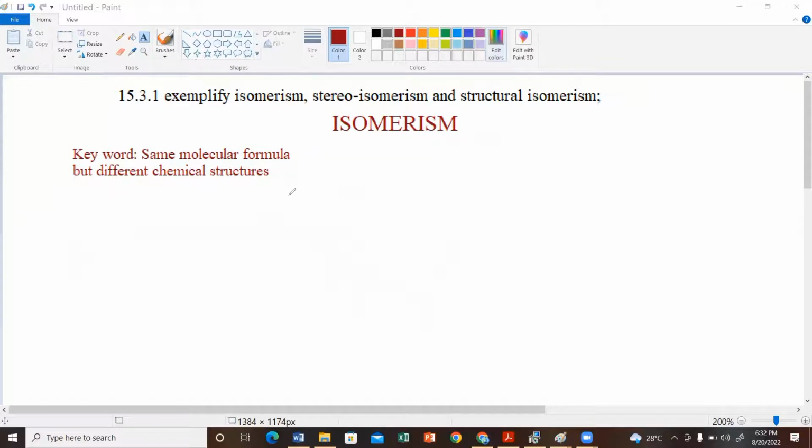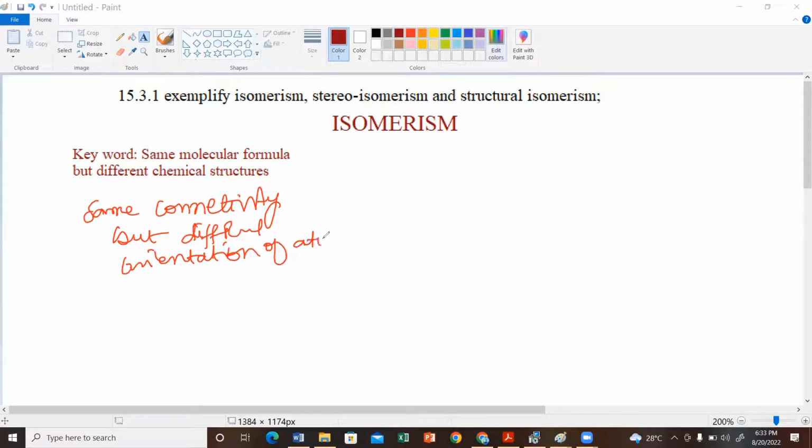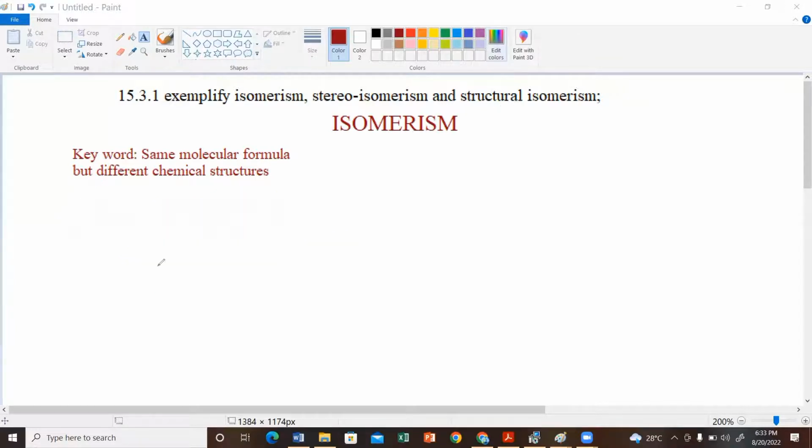The keyword for stereoisomerism is same connectivity but different orientation, different orientation of atoms in space. Same connectivity but different orientation of atoms in space is known as stereoisomerism. Now, what is structural isomerism? As I told you, if the connectivity would be same, these are stereo.